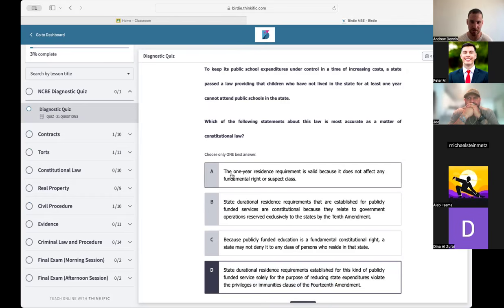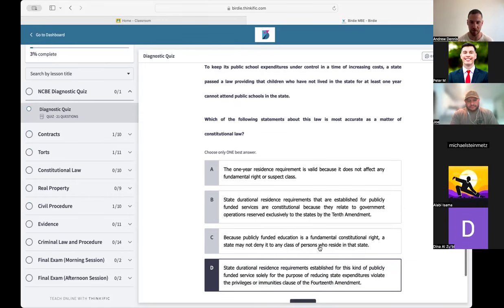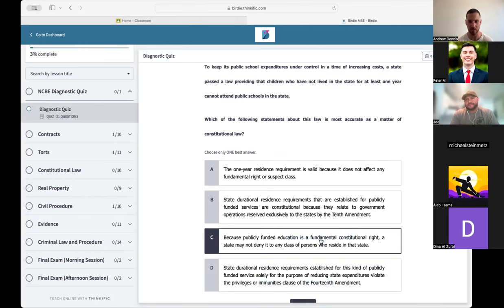Let's look at the other answer choices. The 1 year residence requirement is valid because it does not affect any fundamental right or suspect class. State durational residence requirements that are established for publicly funded services are constitutional because they relate to government operations reserved exclusively to the states by the 10th Amendment. Because publicly funded education is a fundamental constitutional right, a state may not deny it to any class of persons who reside in that state. People who picked this answer got tricked. You do not have a right to a publicly funded education.